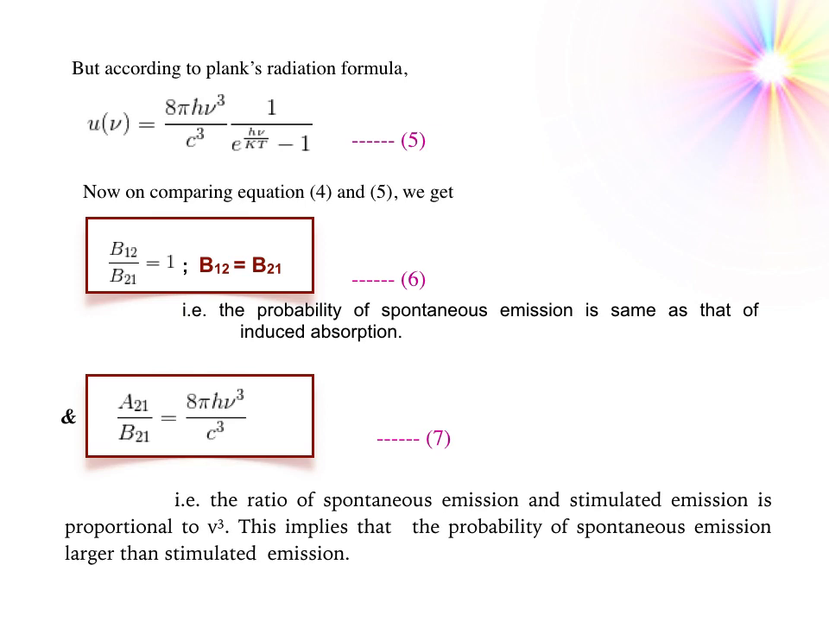From equation 6, it is observed that probability of spontaneous emission and probability of stimulated emission are equal at thermal equilibrium. And from equation 7, it is observed that the ratio of spontaneous emission to stimulated emission is proportional to nu cube, which implies the probability of spontaneous emission is larger than stimulated emission probability at thermal equilibrium. But when a radiation is incident on a system, then this thermal equilibrium is disturbed.